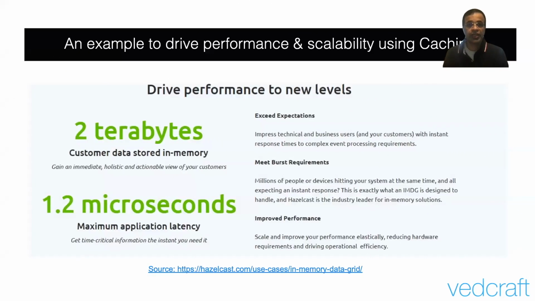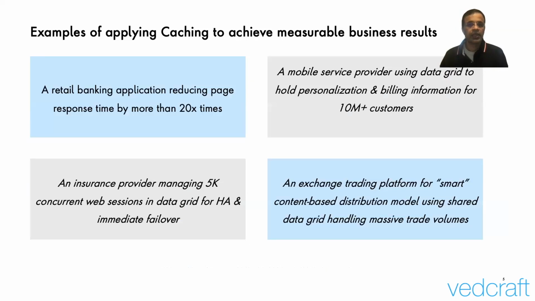And I'll just share a quick example where we can see how you can achieve caching and in-memory data grid as well as the business expectation. This is an example shared on the Hazelcast website where a particular client has gained almost 1.2 microseconds. We are not even talking milliseconds, it's microseconds, kind of a latency in an application using the caching and in-memory data grid. There are many use cases and case studies you can find.